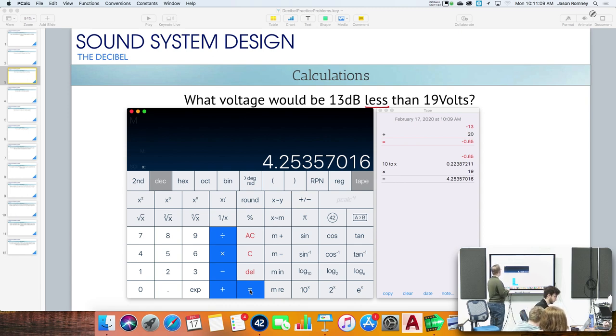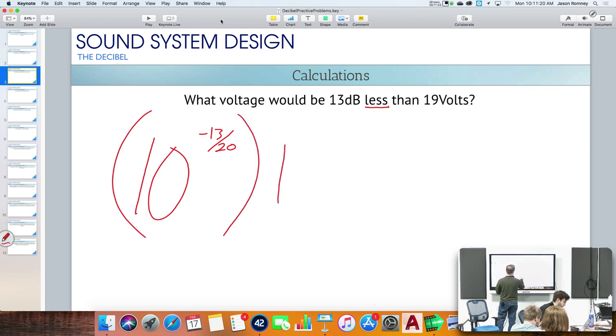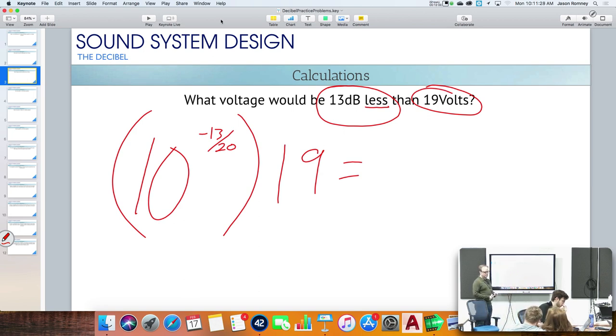So if I were to write this whole thing out as one whole shebang, it would be that times 19 equals 13 dB less than 19 volts, right? Make sense? That's the whole formula there. Questions?